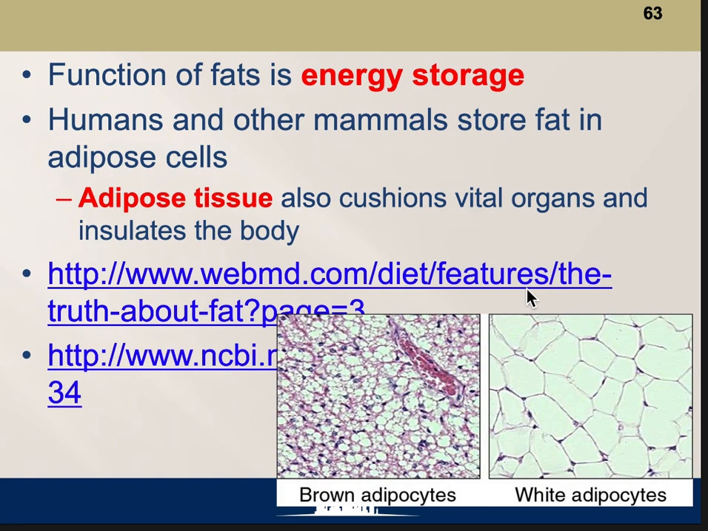Now, adipose cells, there are 2 different types of adipocytes, and what we call as adipose tissue. So some of the adipose tissue is around our organs, and then some is found on the outer part of our body, but subcutaneous, so under the skin layer. And they serve different purposes.